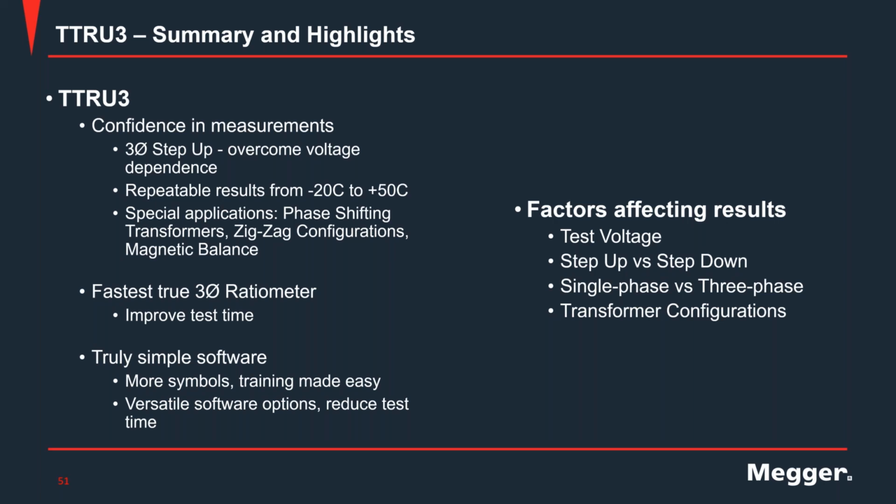These features in the TTR U3, apart from the advantages that I explained, can also be really useful for special applications like phase shifting transformers and zigzag transformers. The unit will make testing those types of units easier and faster. And we also included magnetic balance as a feature. So in general, the features will help you not only improve testing time, but also perform the measurements in a more accurate way, and we think also safer. With the provisions for stepping up, the type of leads and all the software features, I think it is an all-around excellent TTR option.